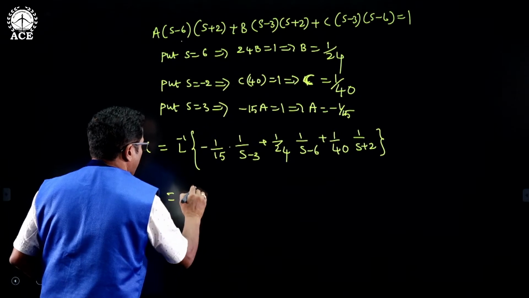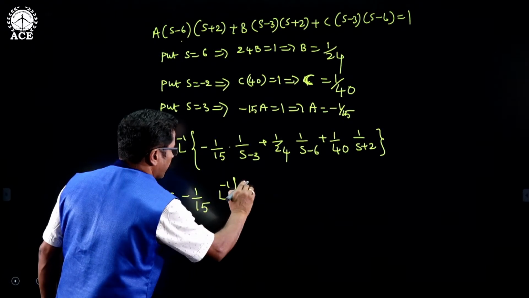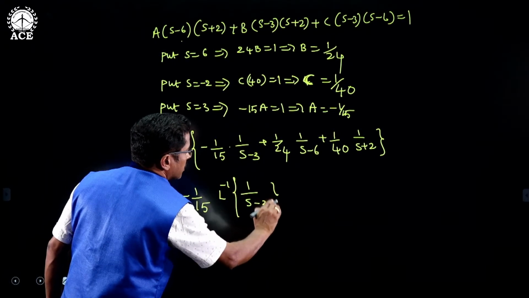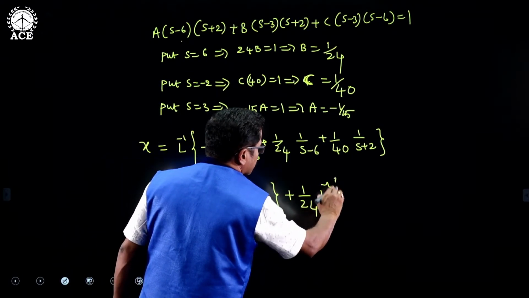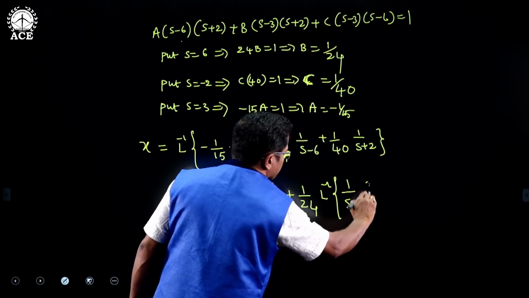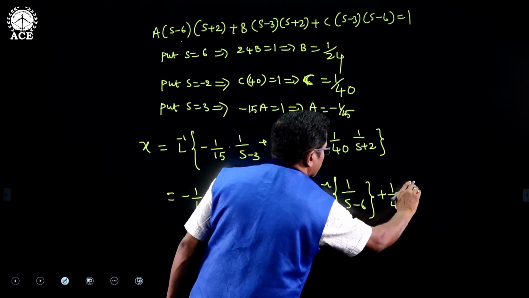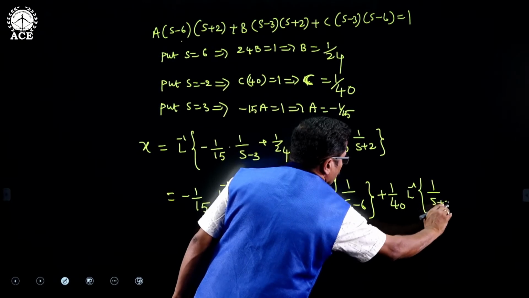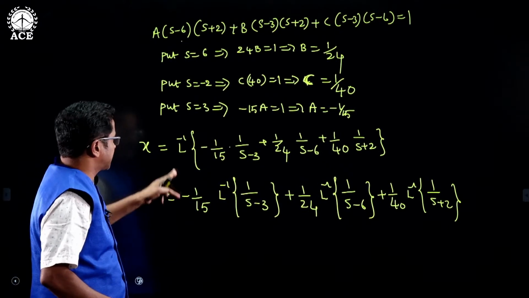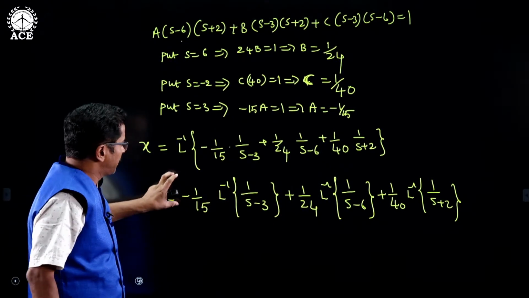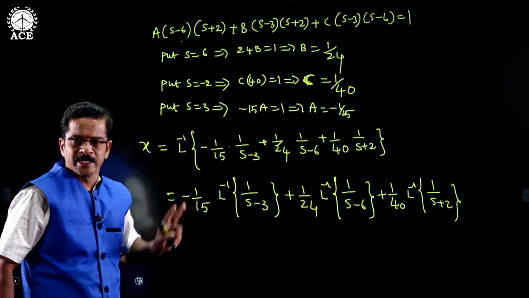So this is equal to minus 1 by 15 L inverse of 1 by s minus 3, plus 1 by 24 L inverse of 1 by s minus 6, plus 1 by 40 L inverse of 1 by s plus 2. Means the L inverse of the total is written as L inverse of the individual terms multiplied by the corresponding constant values. This happens by the linearity property.